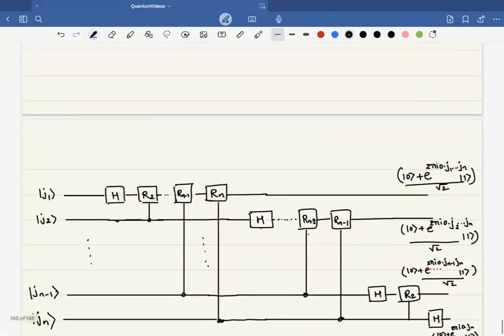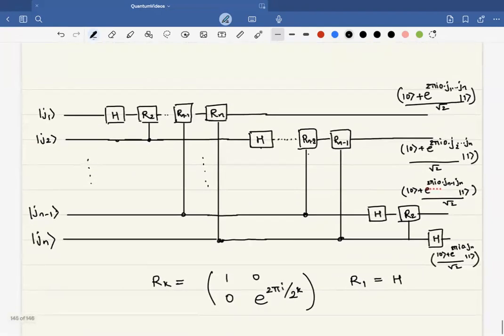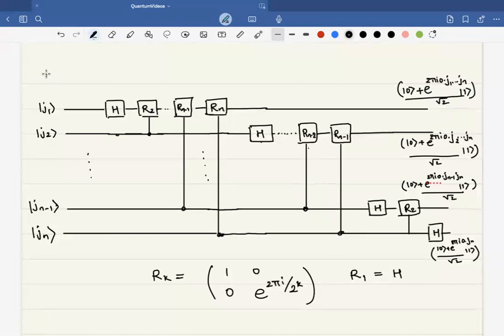I have already drawn the circuit over here. So this is the input basis state. Then we have the first wire where the first gate is the Hadamard gate, followed by a controlled R2 gate, which is over here. This R2 gate is being controlled by the second qubit. Then again, we will have an R3 gate, which is controlled by the third qubit, and so on. And the R(n-1) gate will be controlled by the (n-1)th qubit. So that will be on the first wire.